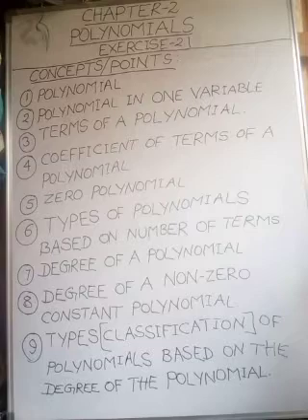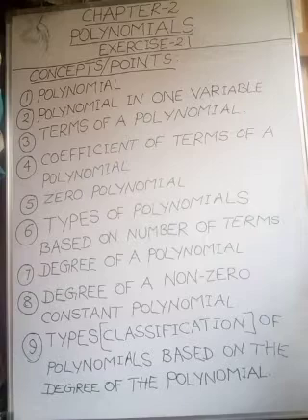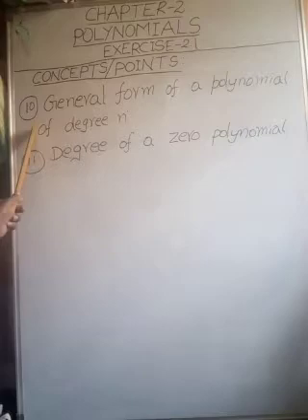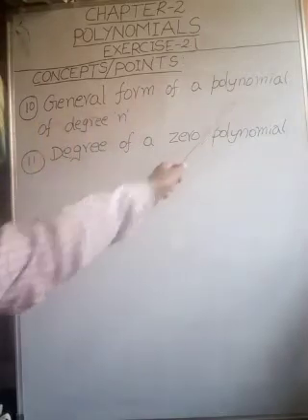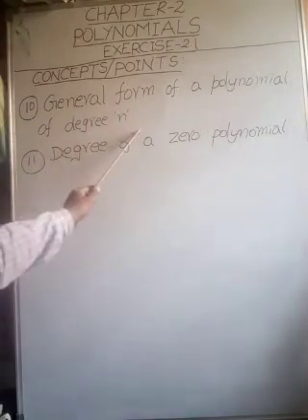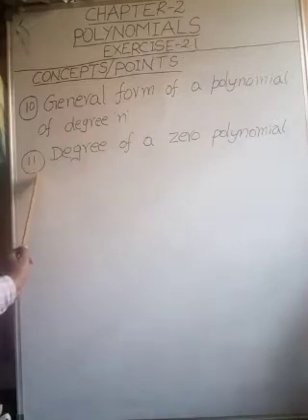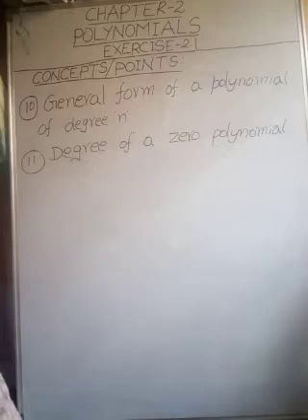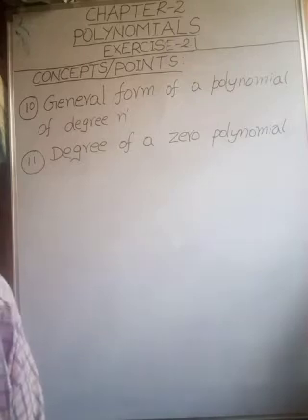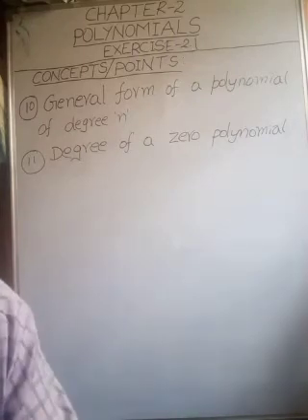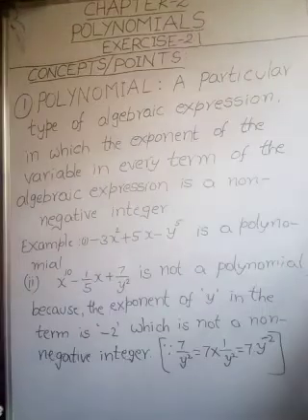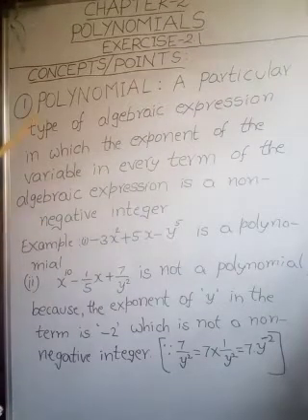Okay, my children, we discuss these points in this exercise 2.1. And the next point, general form of a polynomial of degree n. And the 11th point, degree of a zero polynomial. What is the degree of a zero polynomial? We discuss all these 11 points for exercise 2.1. Now come to the first point, polynomial.